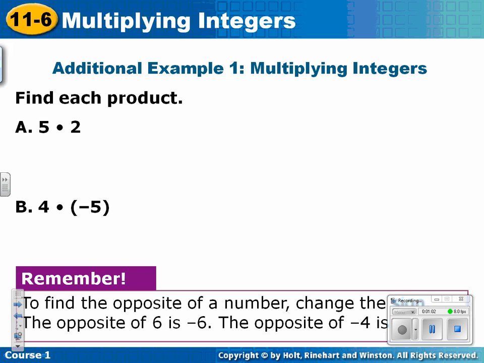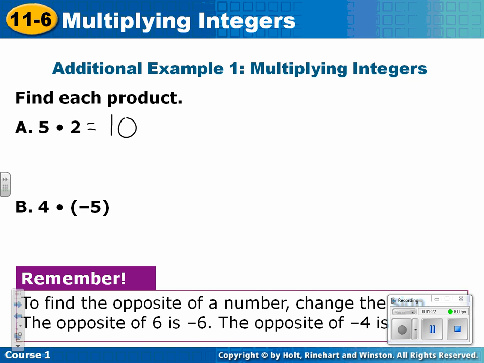To show you, find each product, multiply it out. 5 times 2. Your whole life, 5 times 2 has been what? 10. That's what it is. It's 10. There's no negative symbols. The answer is 10.